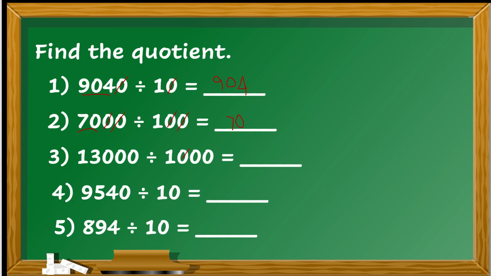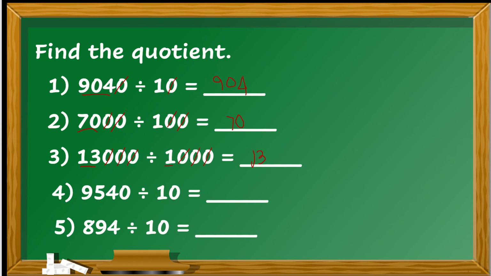Merong tatlong 0 ang 1,000. Then, we will also cancel here 3 zeros. Ano na lang ang nandyan? Sino ang natira? Ang 13 divided by 1. So, 13 divided by 1 is still 13. Do we have the same answers? Sana po.